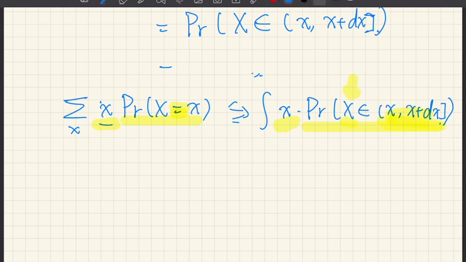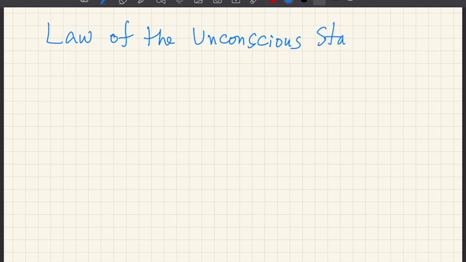Now, next we don't prove, but we just introduce a very useful theorem called the law of the unconscious statistician. It's an interesting name. In short, LOTUS. So that's the law of the unconscious statistician.